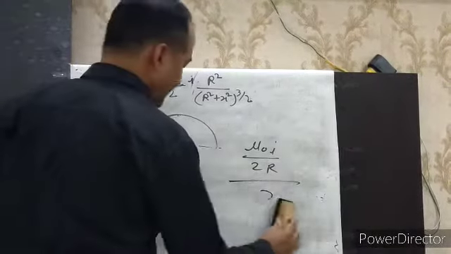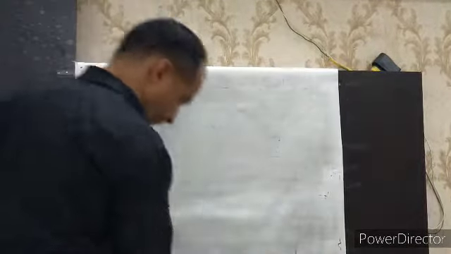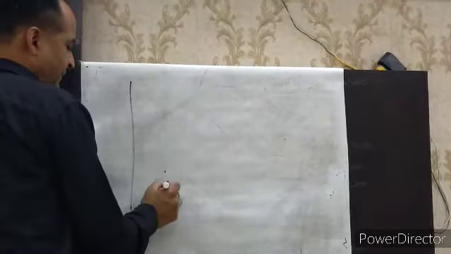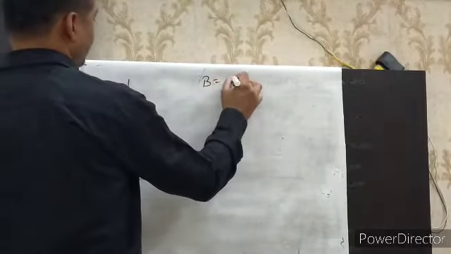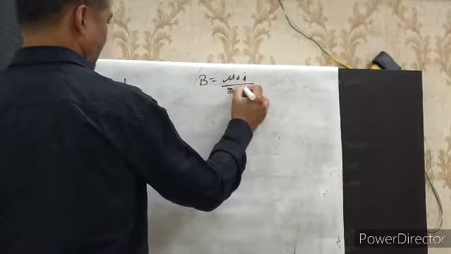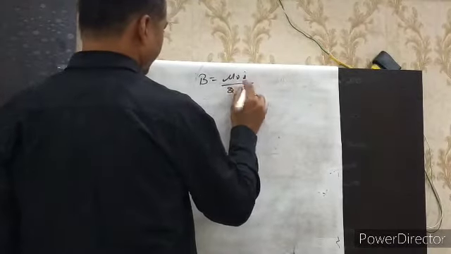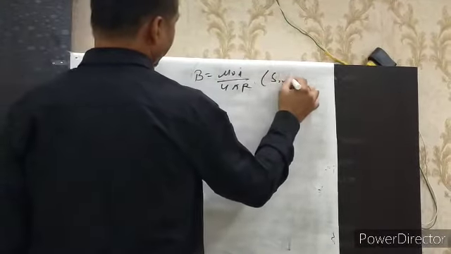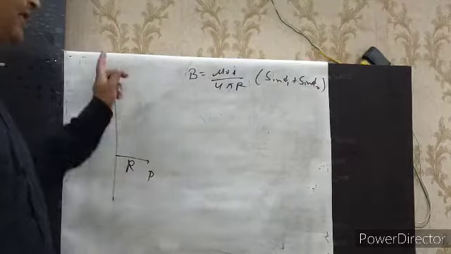Okay. Now I will show you that we can find the magnetic field due to an arc. First of all, remember, the magnetic field at any point P at distance capital R is B equals mu naught I by 4 pi R, sin phi 1 plus sin phi 2. This is the magnetic field due to a straight wire.